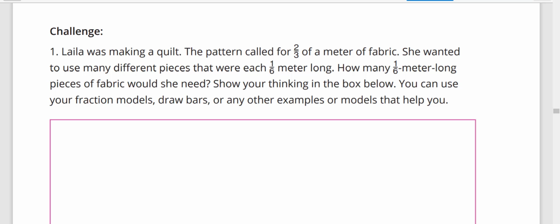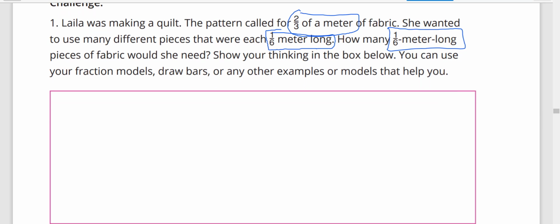Challenge. Layla was making a quilt. The pattern called for 2 over 3 of a meter of fabric. She wanted to use many different pieces that were each 1 over 6 meter long. How many 1/6 meter pieces of fabric would she need? Show your thinking in the box below. You can use your fraction models, draw bars, or any other models that help you.